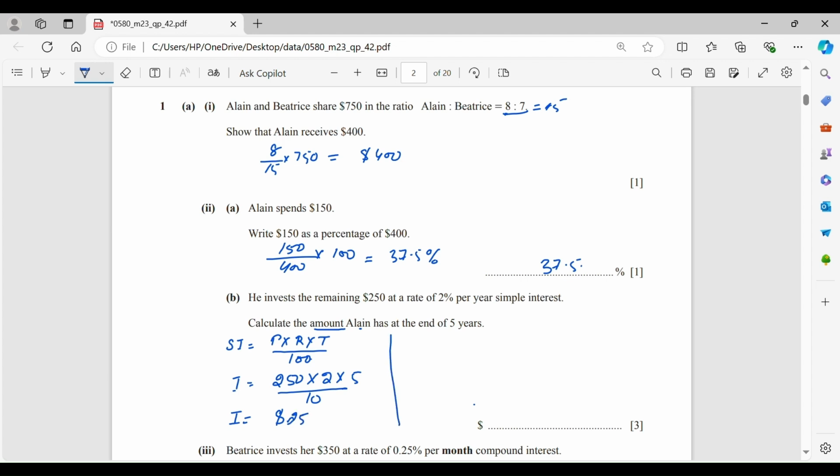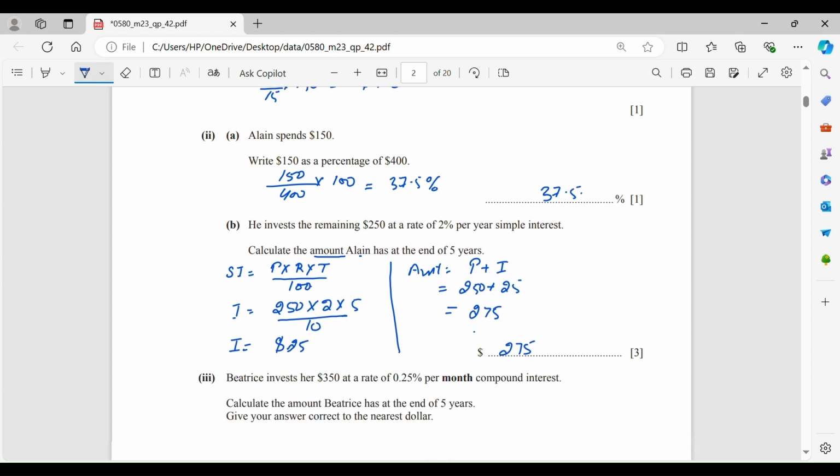So we have to find the amount. Amount is equal to principal plus interest, or principal is 250 plus interest is 25. So the amount will be 275. So our answer is $275.